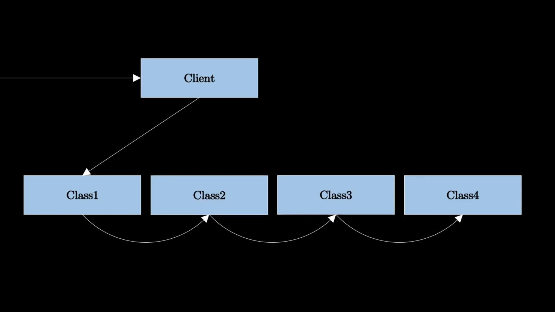Now, depending on your specific use case, you may want to order the processing components of the chain so that you minimize the number of components that each request needs to pass through until it reaches the component that is able to process it. Now let's take a look at a conceptual sample code for that design pattern.